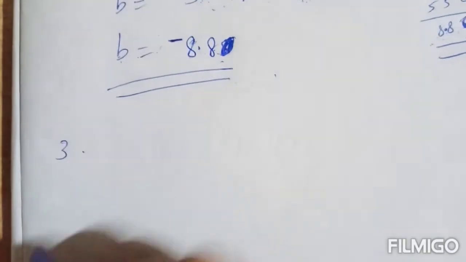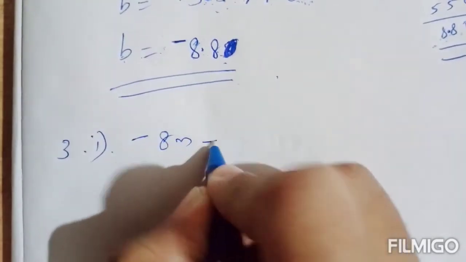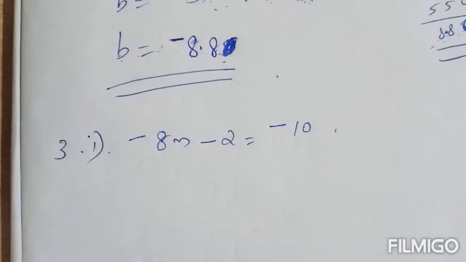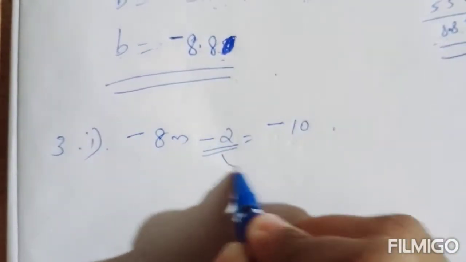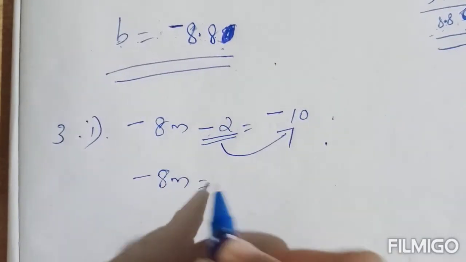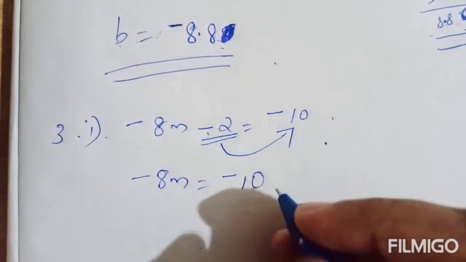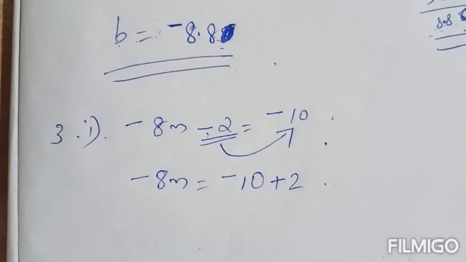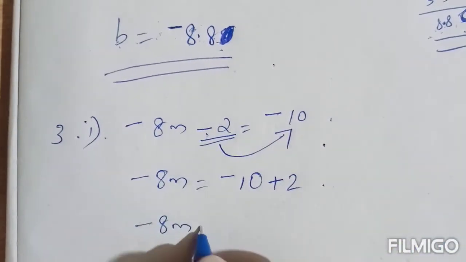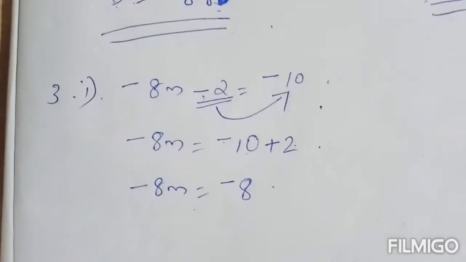Now third question. Solve. In that first one, minus 8m minus 2 equal to minus 10. So here first we are transferring this minus 2 to the other side. So what you will get, minus 8m equal to minus 10. Then this minus 2 on taking to the other side will be plus 2. Okay, a negative term on taking to the other side will be positive. So minus 8m equal to, what is minus 10 plus 2? It is minus 8. Okay.